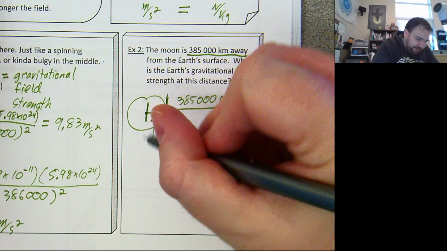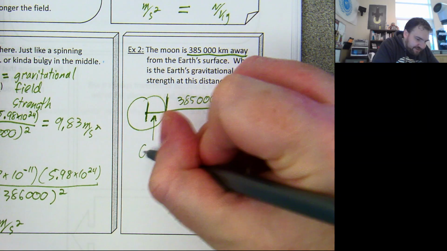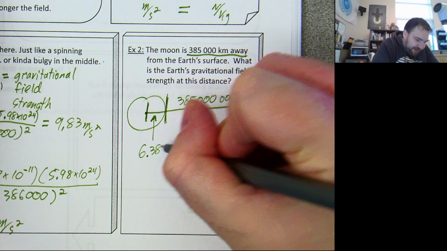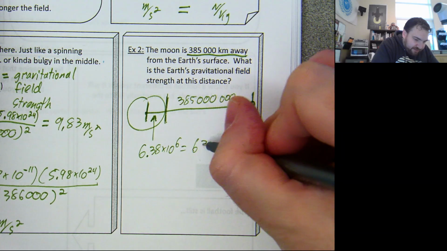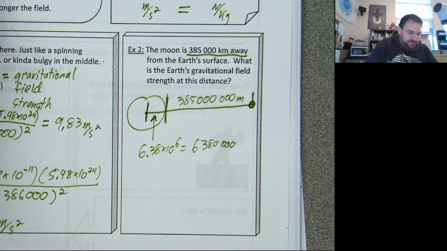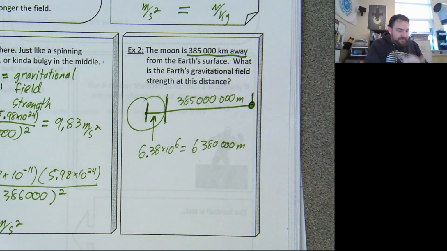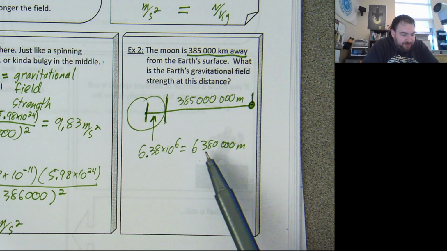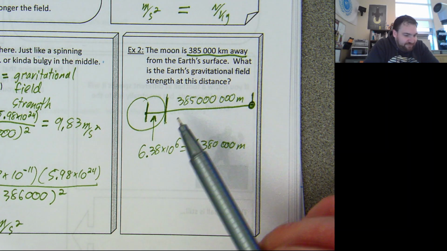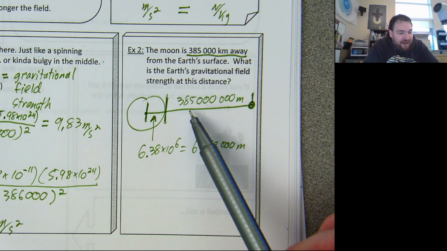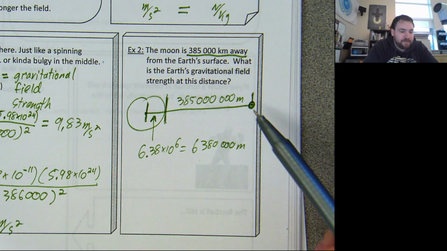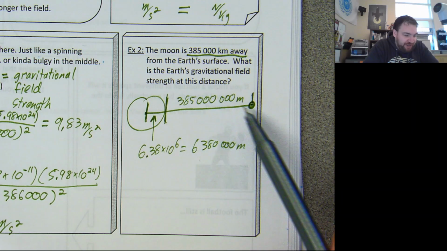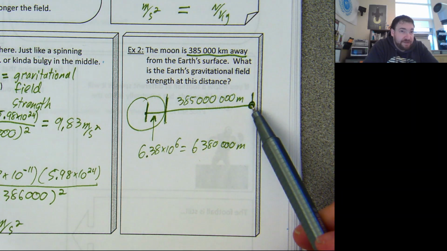Now, the radius of the Earth is 6.38 times 10 to the 6, or 6,380,000. Radius of the Earth, 6 million meters. Altitude of the moon, 385 million meters. Really far away.